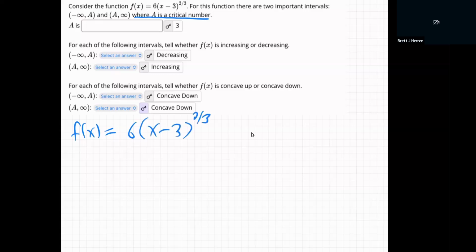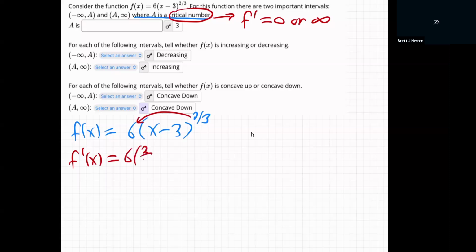So how do we do that? Well, a critical number is where f prime is 0 or infinity. That's a critical number. A critical number occurs where the derivative is 0 or infinity. So if I take the derivative, multiply this down, 6 multiplies 2/3. You can check that in a calculator. It's going to be 4.